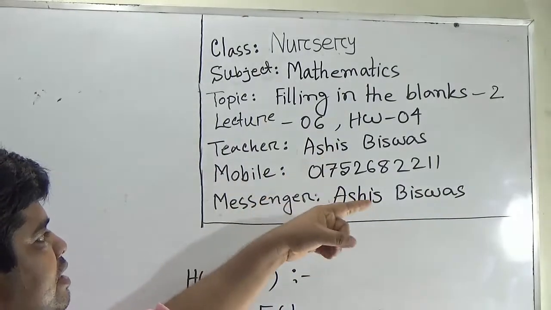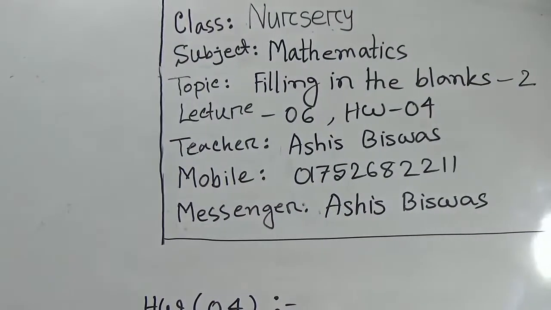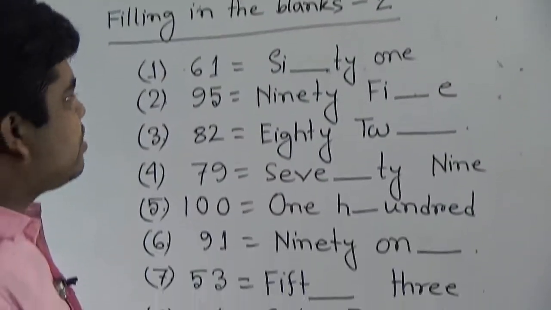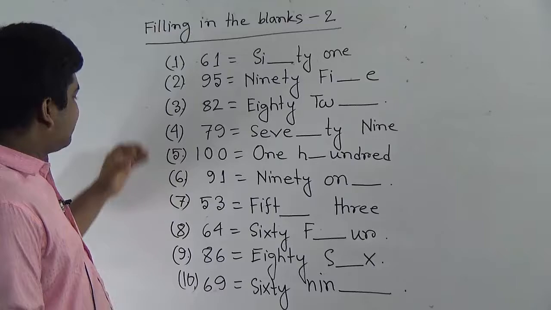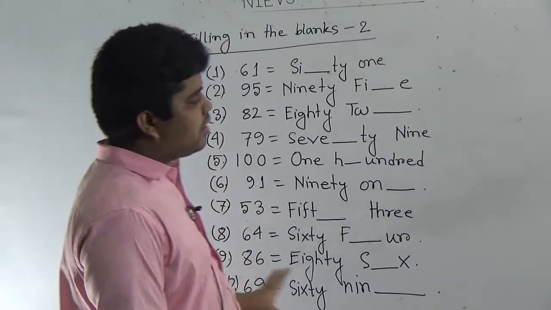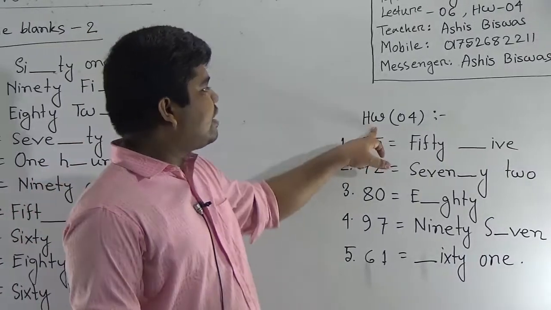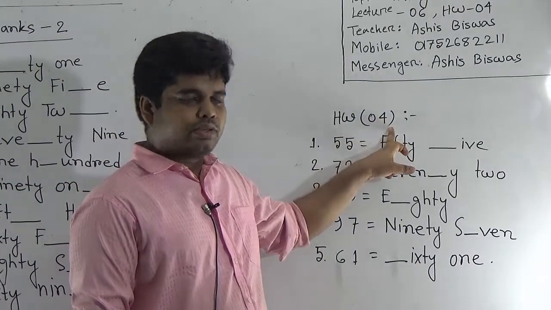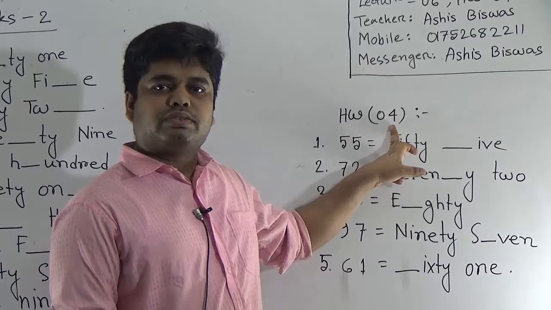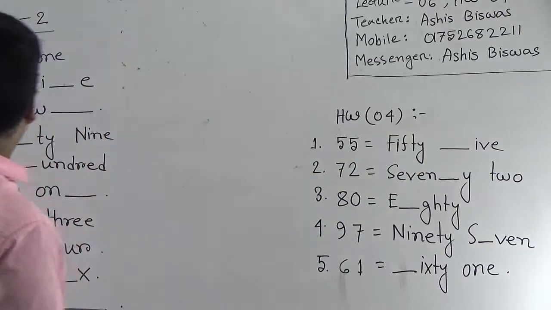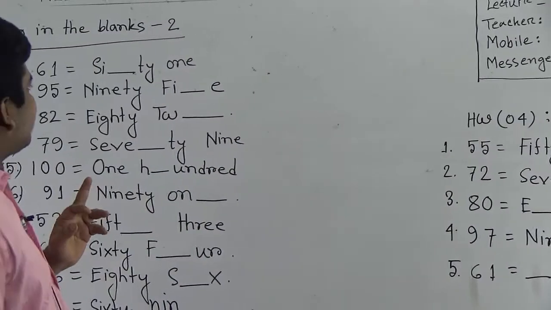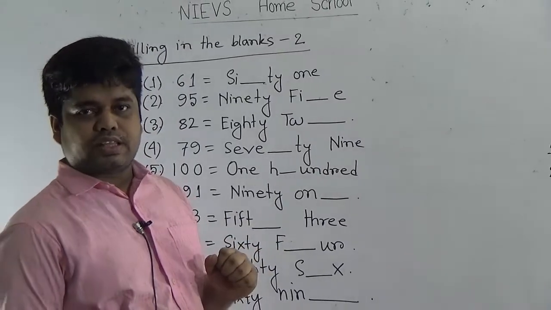In filling in the blanks part 1, we have already learned some numbers. Today we shall learn 10 numbers, and 5 numbers will be your SW. Today is SW number 4. Before starting to solve this math, we shall recall what filling in the blanks is.